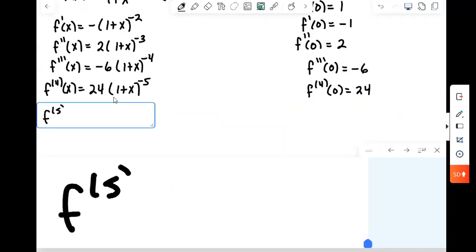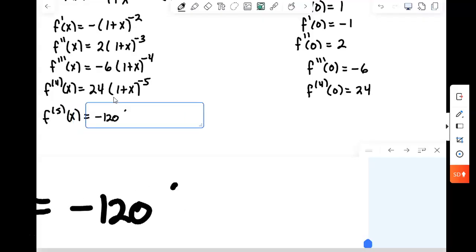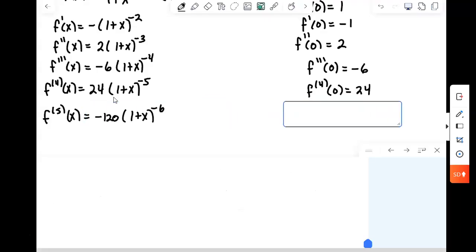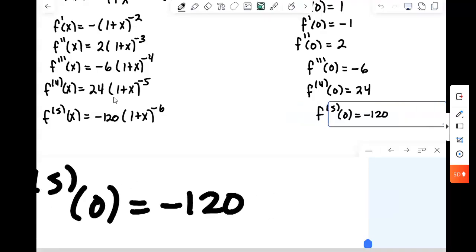And the fifth derivative, and then we'll kind of look for a general pattern. We multiply by 5, make that minus 120. 1 plus x to the minus sixth. If you evaluate the fifth derivative at 0, we get negative 120.